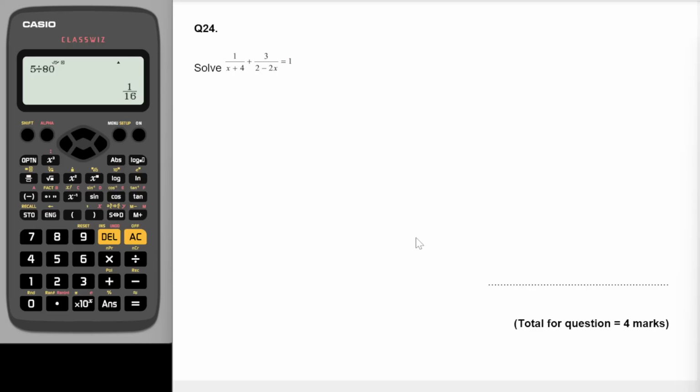Question 24, solve. So another algebraic fractions. I'm going to start by multiplying by these two parts of the denominators. So in effect, I'm timesing by x plus 4, 2 minus 2x on both sides. So that would give me 1 times by this, so it would give me 2 minus 2x, plus this fraction would give me 3 lots of x plus 4, and that's going to be equal to x plus 4 times by 2 minus 2x.